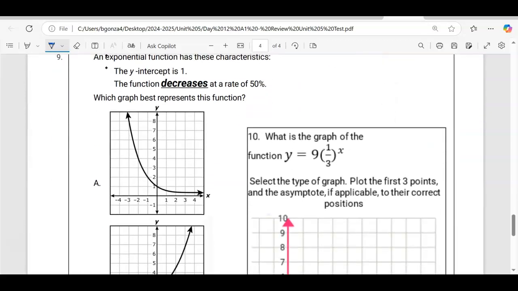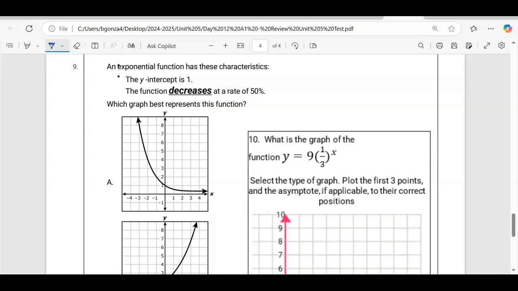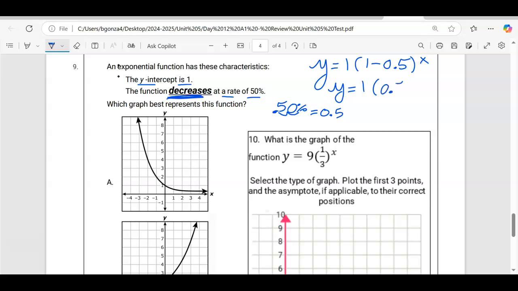Number 9. An exponential function has these characteristics. Y-intercept is 1, decreases at a rate of 50%. So y equals 1. And then you always put 1. And if it decreases, it's a minus. And hopefully we know 50%, two to the left, is 0.5, right? So 1 minus 0.5 to the power of x. You can simplify inside the parentheses, and you get y equals 1 minus 0.5, which is 0.5 to the power of x.